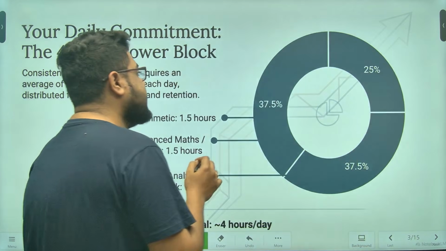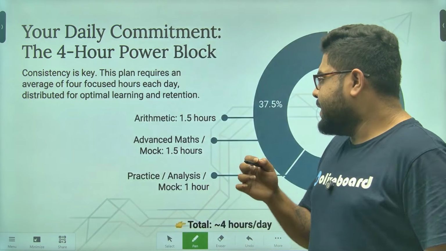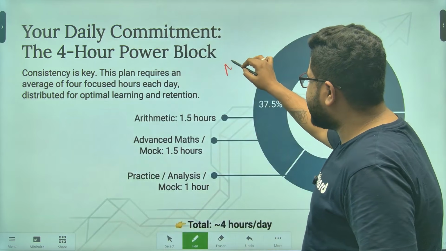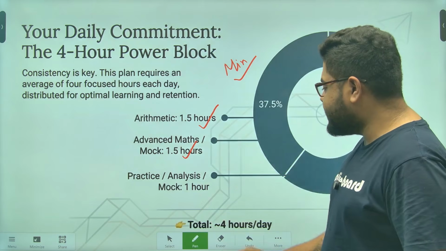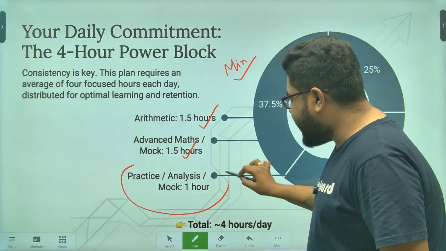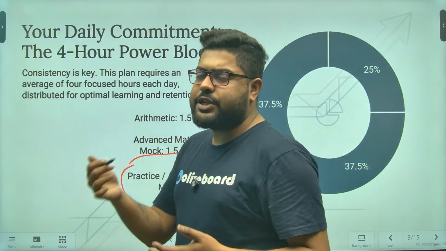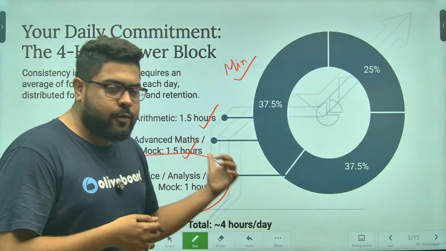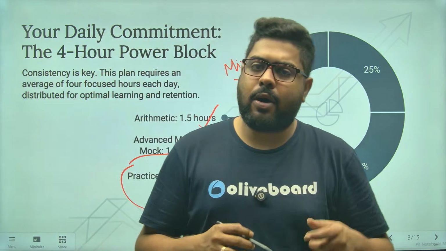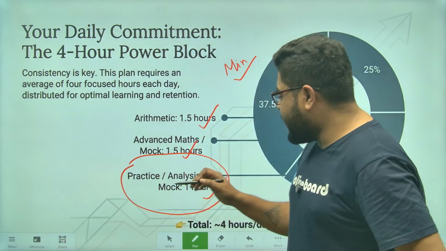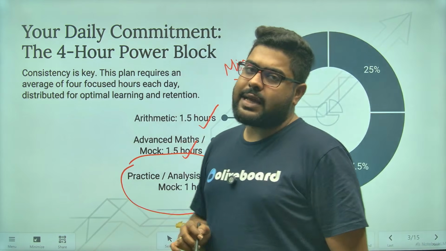Let's move on. So timing, if you are someone who believes in having a timing, this is the bare minimum that I have written over here. 1.5 hours for arithmetic, 1.5 for advanced, and for the practice and analysis of mocks, for the initial phase I've kept it so that you give one mock a day. Let's say Monday you have taken a mock, Tuesday we'll do the analysis. So 1 hour I have kept for that on a regular basis. So total 4 hours I have given.